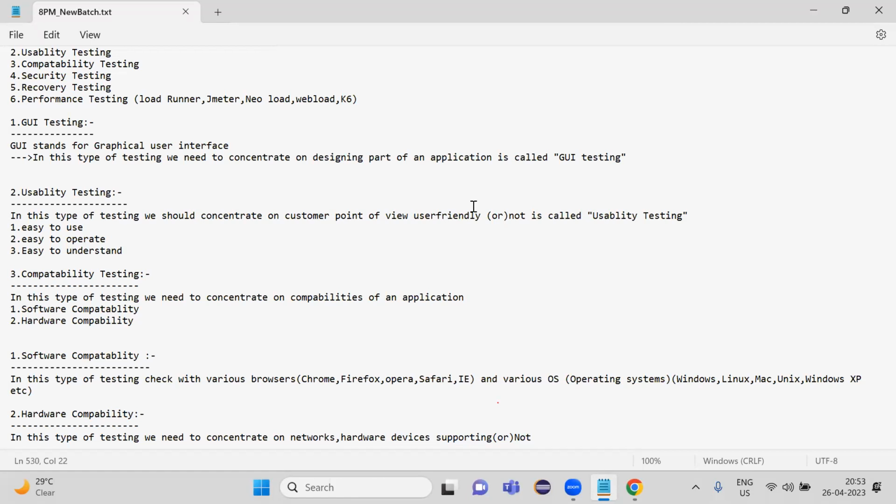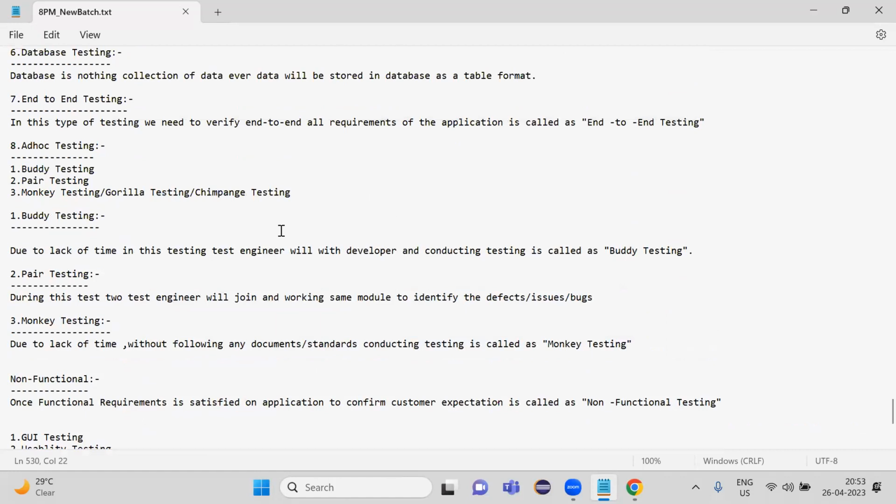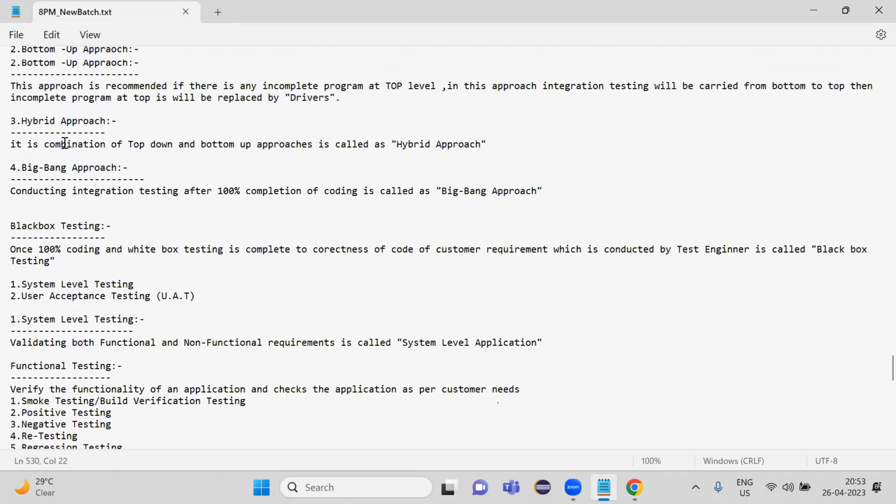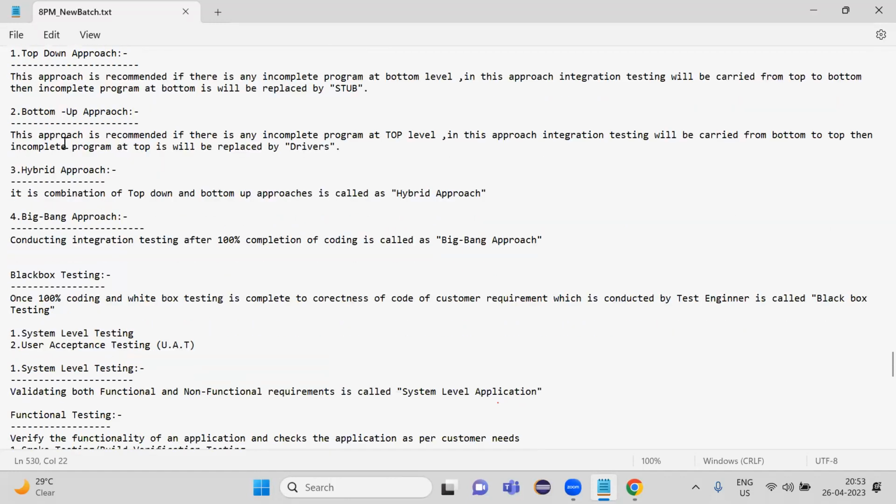If you have any doubts, you can ask. Copy the notes, I will send them. From where onwards? The system level test.